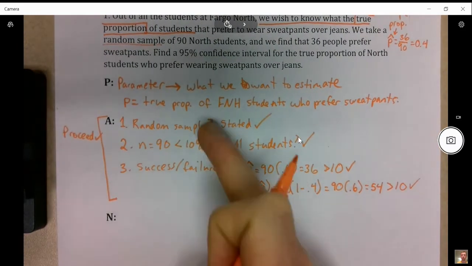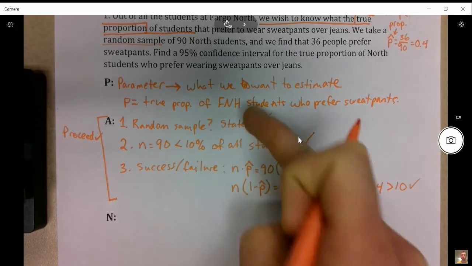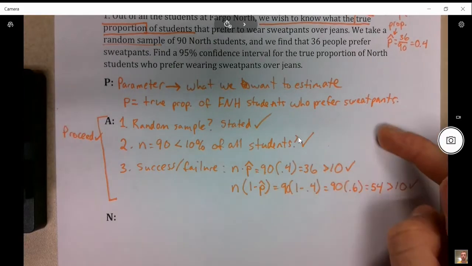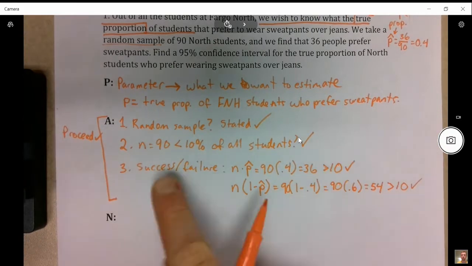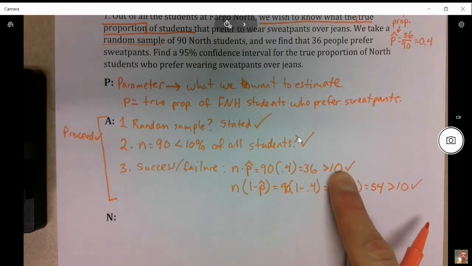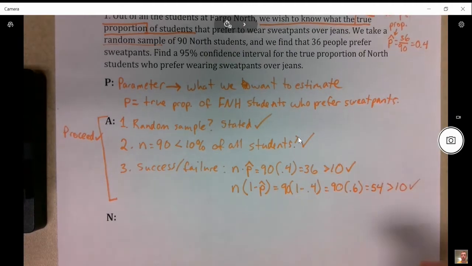Now, one quick note, if at any point you're doing a problem and you see one of these does not become satisfied, all you have to do is write proceed with caution. So here we're saying proceed, you would write proceed with caution. So for example, if we only had 8 people who prefer sweatpants and that's less than 10, we would want to make a note of that and say proceed with caution.